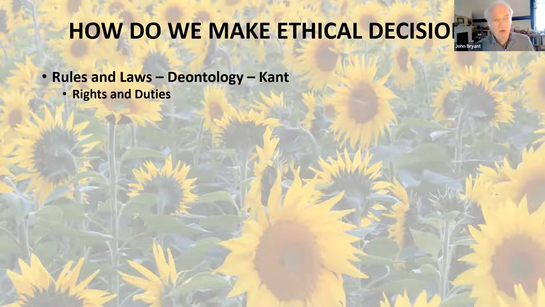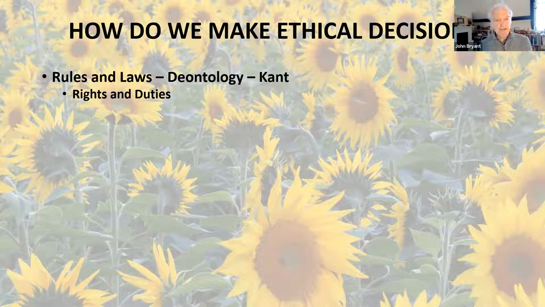We might have what I would call a tight system. We might have rules and laws. So this is always wrong and this is always right. We call that deontology. It comes from the Greek word for duty, deon. Kant is the most famous proponent of that view, that there are, he called them imperatives, rules that determine our moral behavior. And so some things were always wrong and some things were always right. He believed, for example, that it was always wrong to tell a lie.